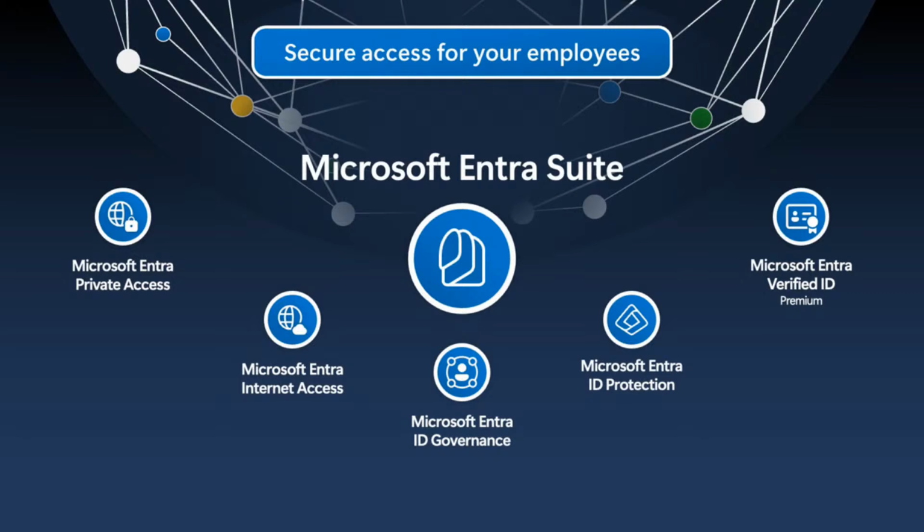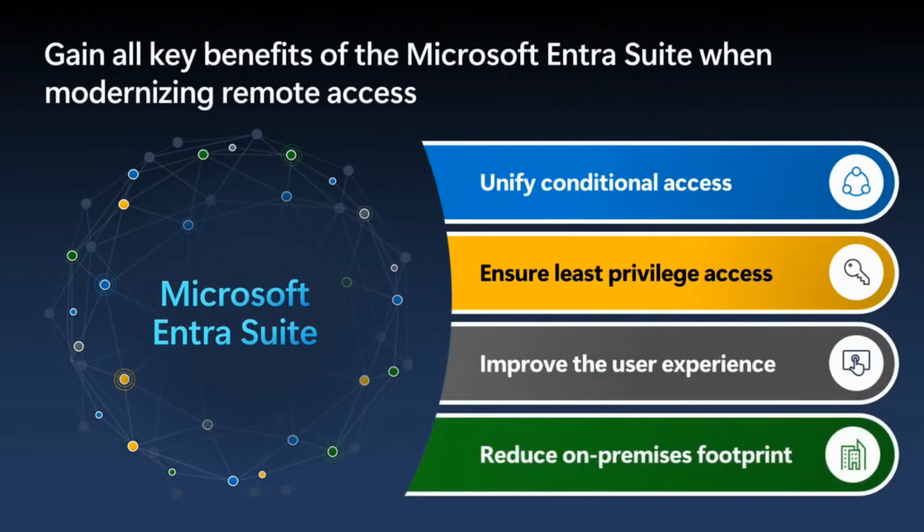As a reminder, Microsoft Entra Suite is a bundle of 5 different products across identity and network access. So we have Microsoft Entra Private Access, our zero trust network access solution, Entra Internet Access, our identity-centric secure web gateway, Entra ID Governance, our IGA solution, Entra ID Protection, our machine learning-based identity threat protection. And finally, Entra Verified ID, our privacy-respecting identity verification.